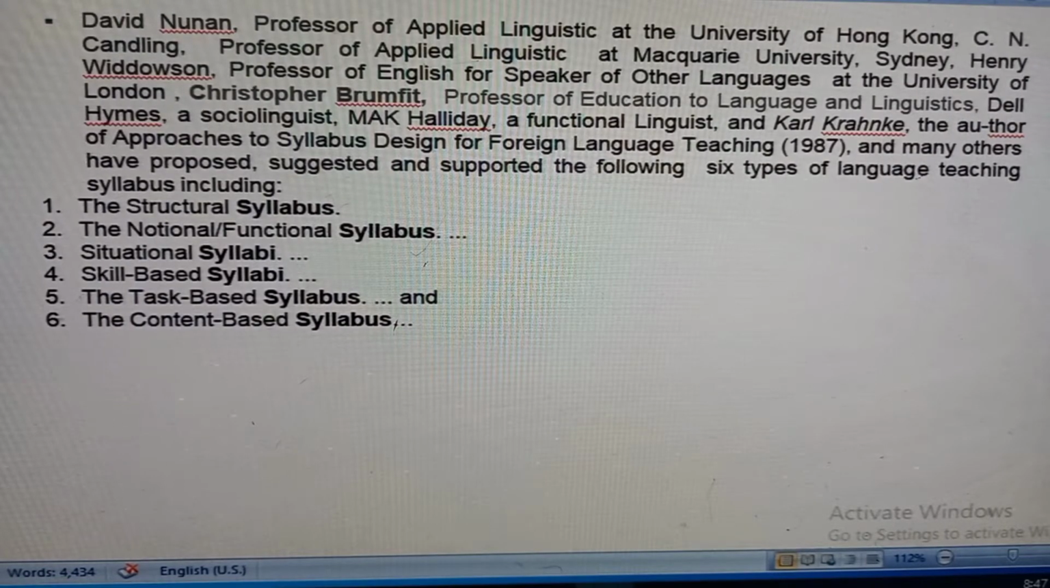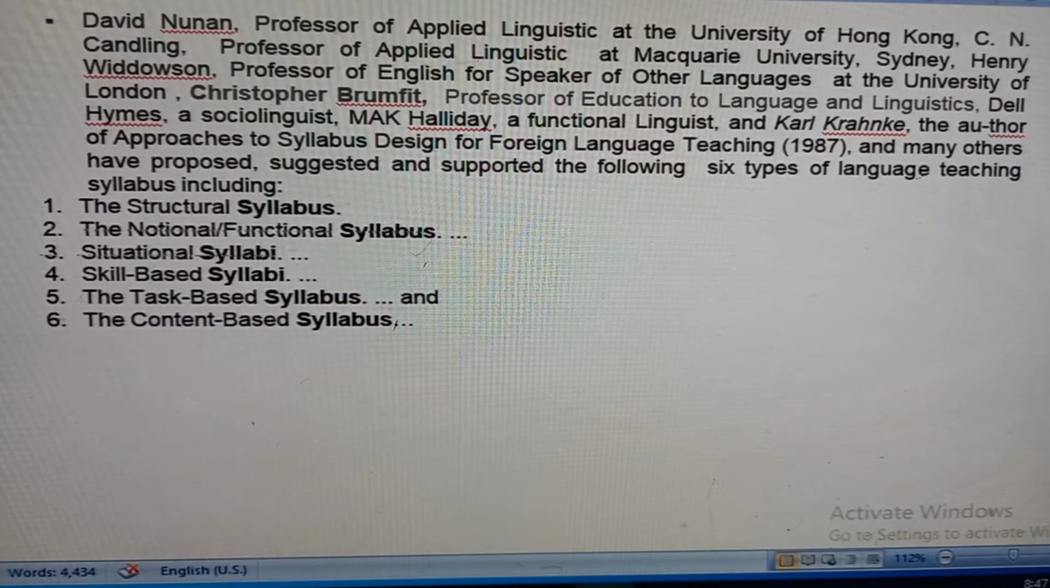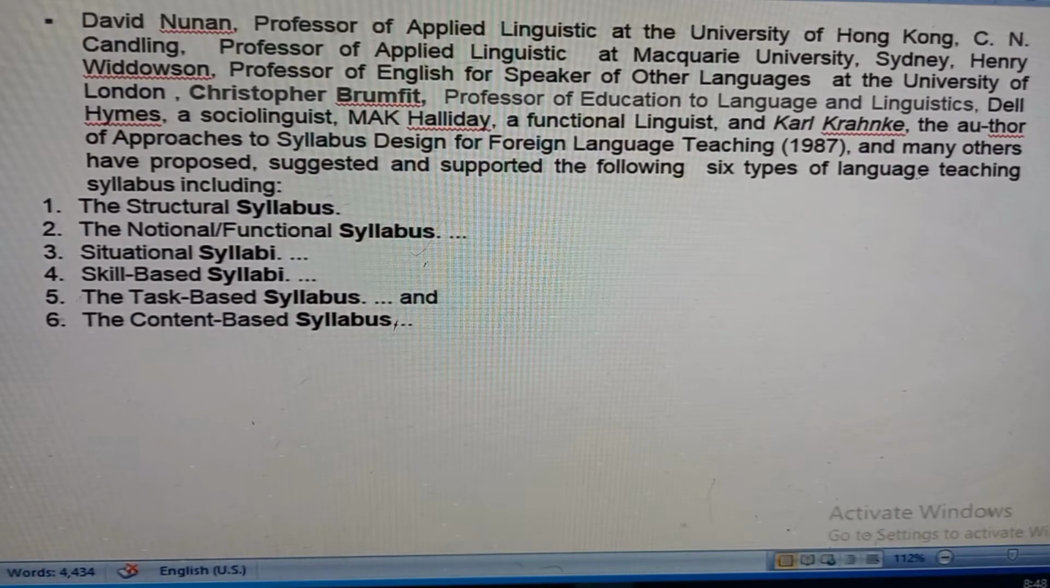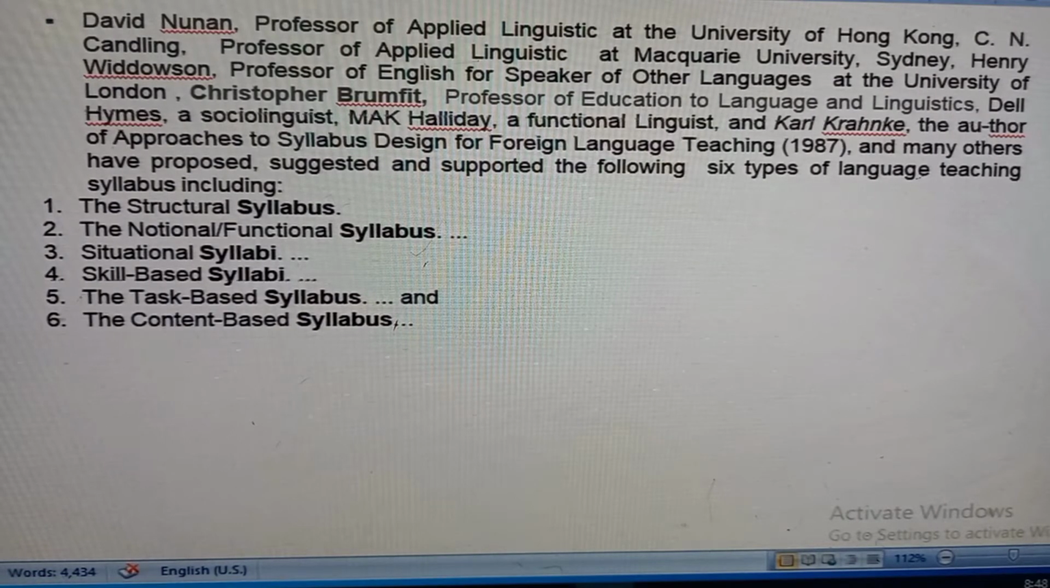including: 1. the structural syllabus, 2. the notional-functional syllabus, 3. the situational syllabus, 4. the skill-based syllabus, 5. the task-based syllabus, and 6. the content-based syllabus.